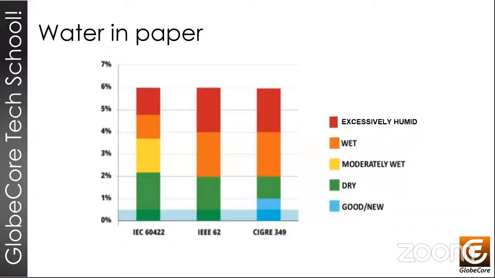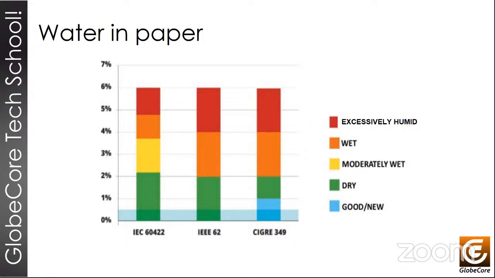Another important thing to consider when determining moisture in the transformer is the amount of moisture transferred from oil into paper. There are various parameters that are used to determine this amount of moisture. Most of them state that a value greater than 2% means that the transformer is wet.